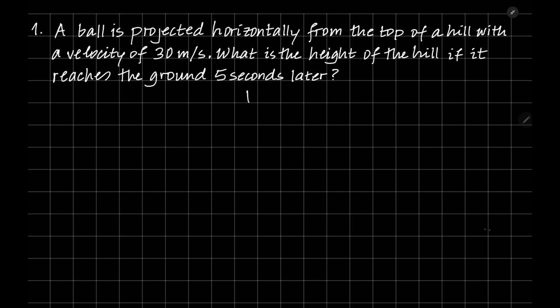Initial velocity, we know, is equal to 30 meters per second. And the flight time t is equal to 5 seconds. We need to find the height of the hill. Let's say it's h.